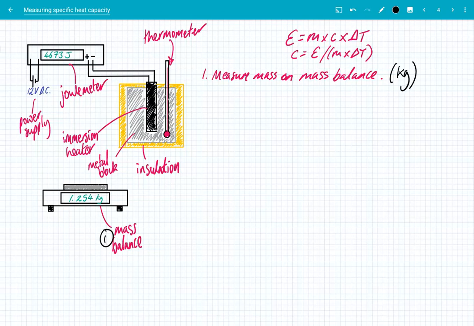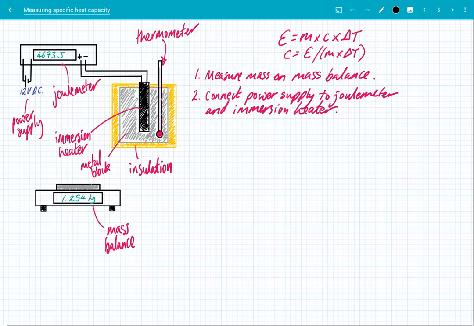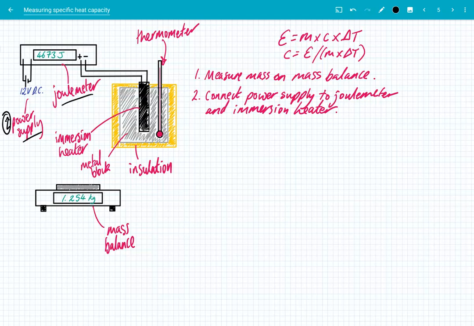Very simple. Step 2, this is where we're going to connect our circuit. So we're going to take our power supply, we're going to connect it using leads to a joule meter and connect the joule meter to our immersion heater.